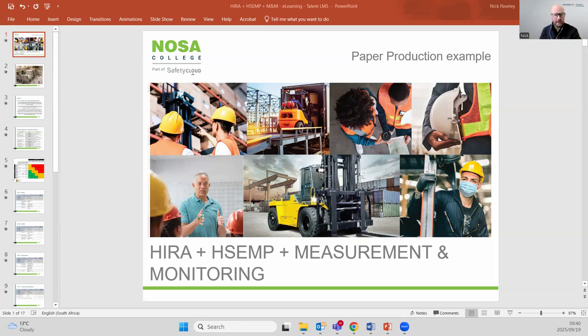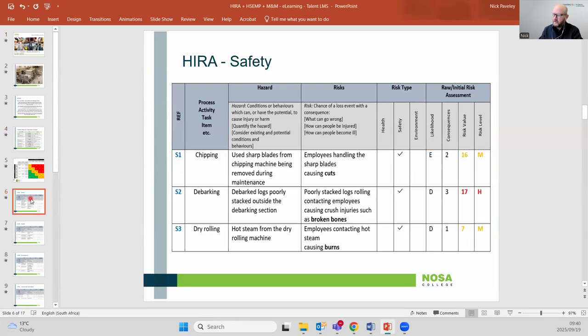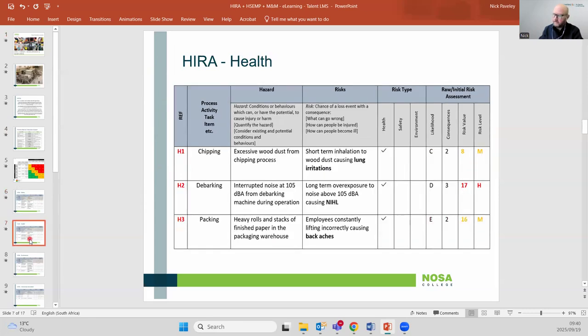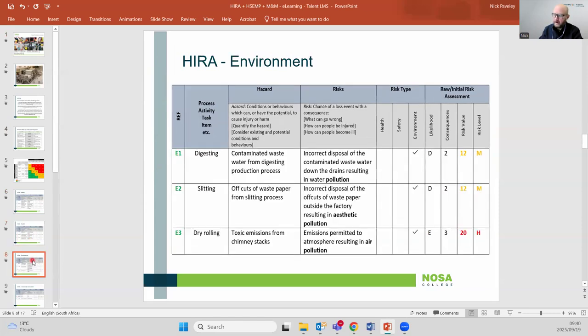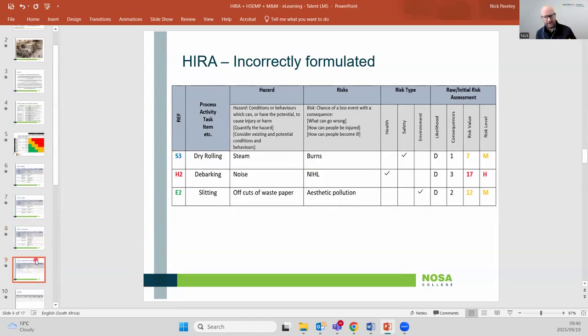For those of you that did watch the HIRA video, just as a reminder, these were our inputs and outputs, and I'll jump straight to our 3 safety risk assessments. They are there. Again, please take this opportunity to pause the video if you want to catch up on what we looked at in terms of formulating the hazards, the risk with consequence, and how we were going to evaluate those risks. There were the 3 examples for the health risk assessments, H1, H2, and H3, and our 3 examples for environmental assessments, E1, E2, and E3. And we just talked about how not to formulate hazards and risks.